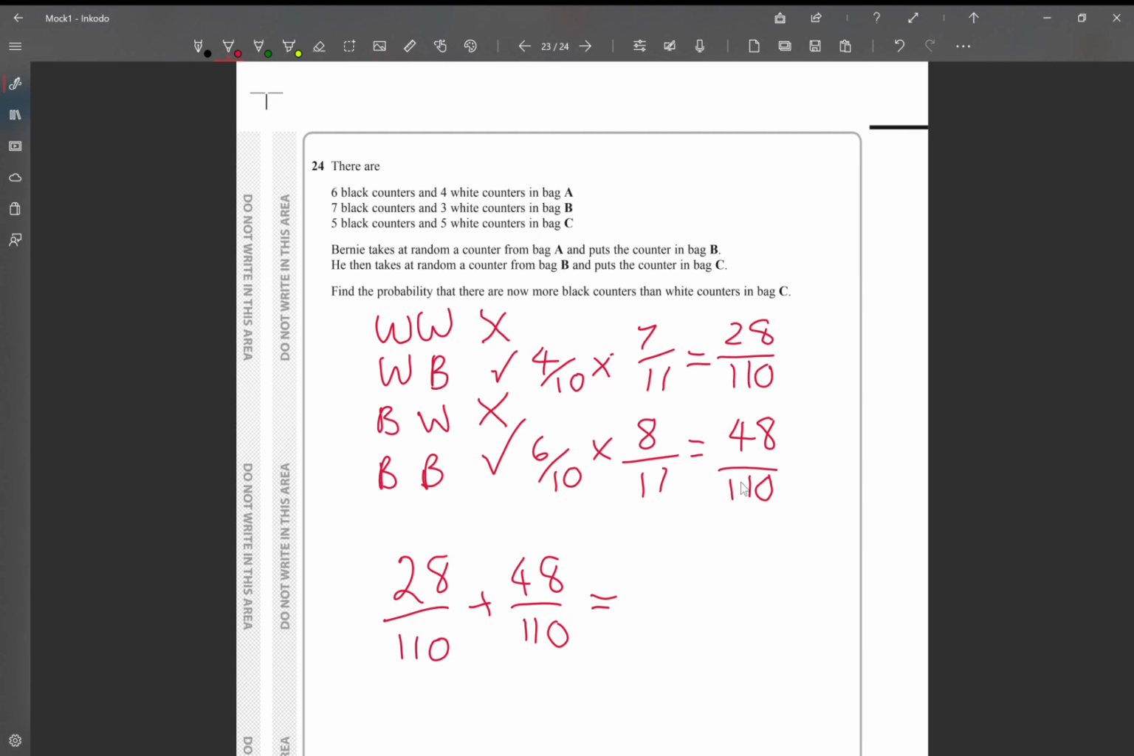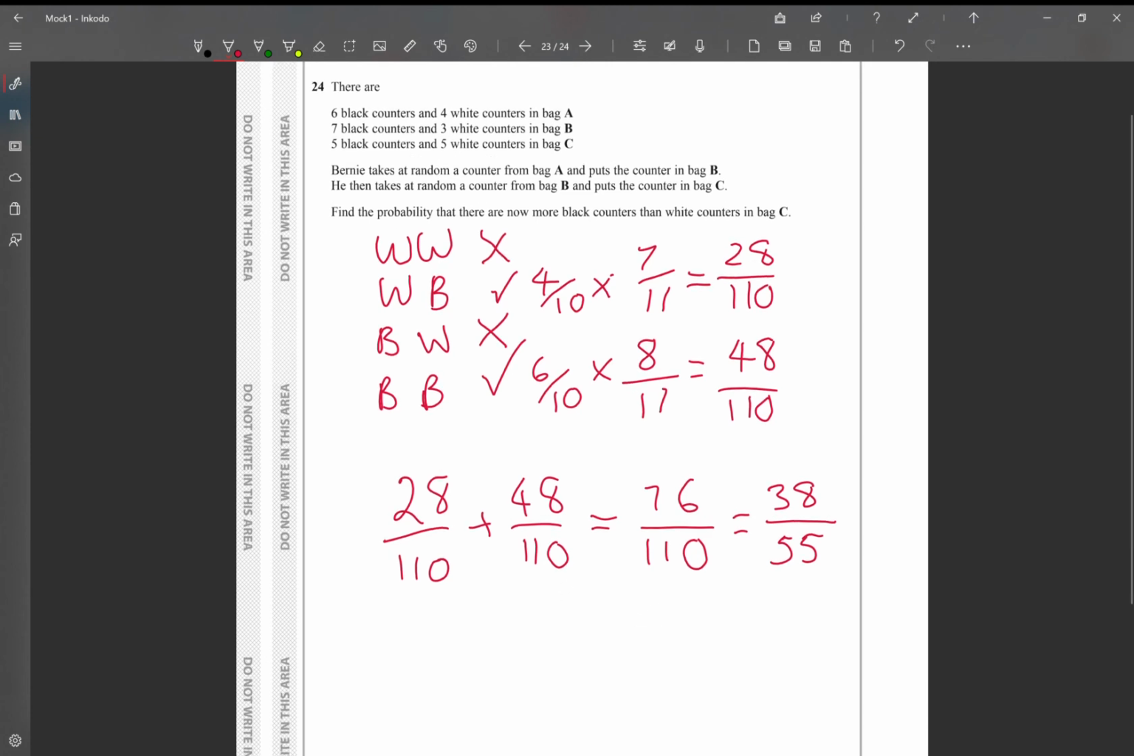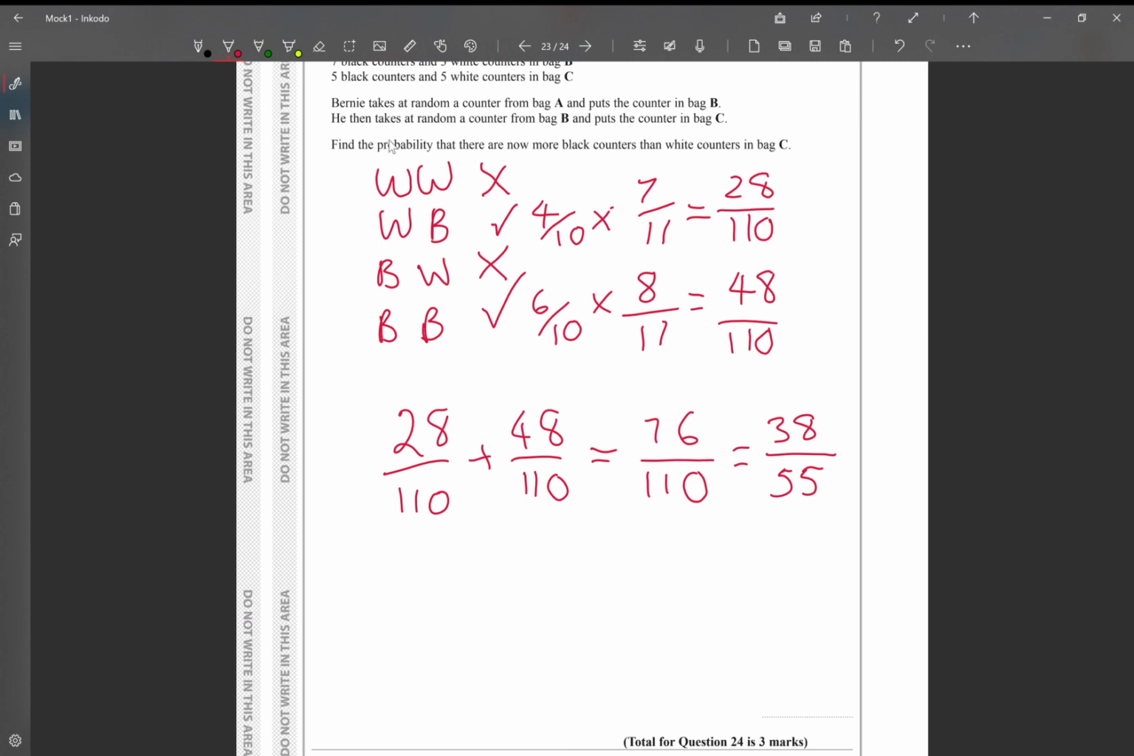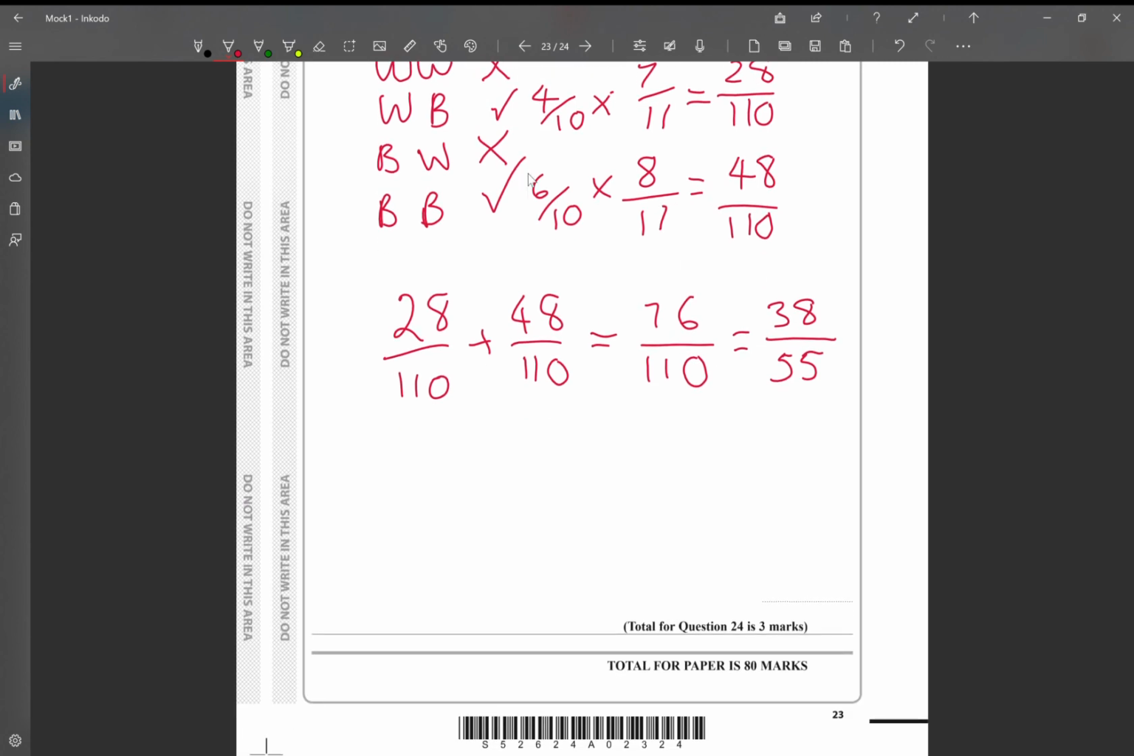And obviously we're just going to add these up. So it should be 76 over 110. And you can just keep it like that or reduce it down because you can halve that. Probability questions will be given an answer as a fraction or equivalent, so you shouldn't need to worry too much about it. Okay, and that's that question done. So the probability of having more black counters than white counters in bag C is 38 over 55.